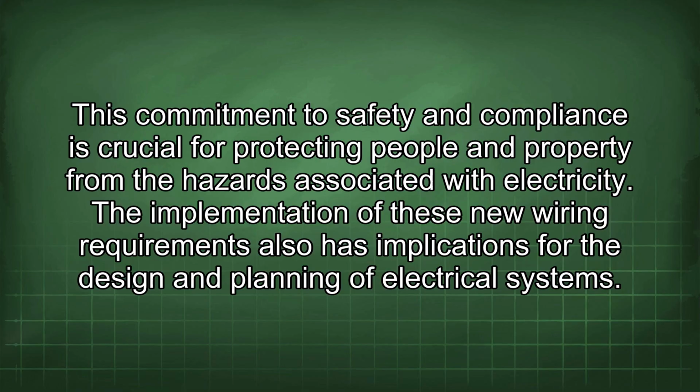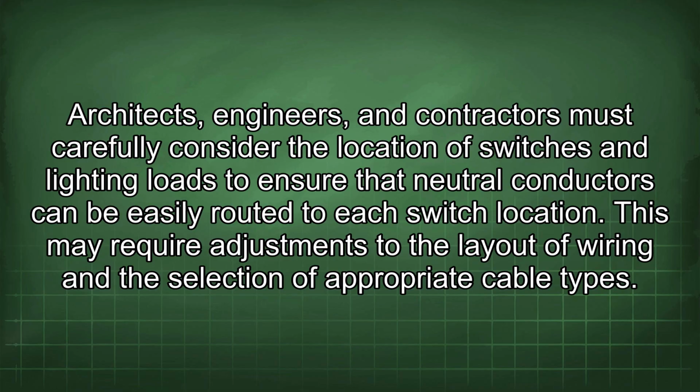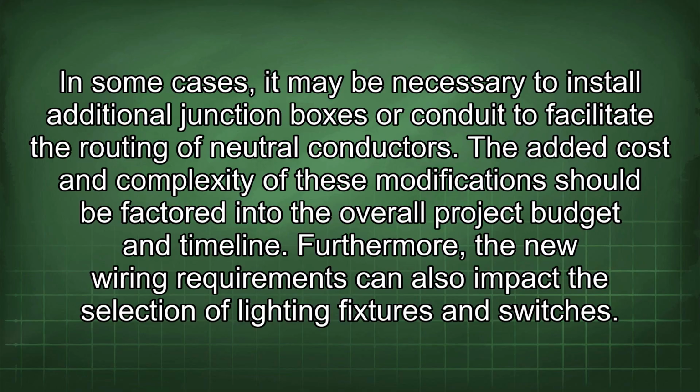The implementation of these new wiring requirements also has implications for the design and planning of electrical systems. Architects, engineers, and contractors must carefully consider the location of switches and lighting loads to ensure that neutral conductors can be easily routed to each switch location. This may require adjustments to the layout of wiring and the selection of appropriate cable types. In some cases, it may be necessary to install additional junction boxes or conduit to facilitate the routing of neutral conductors. The added cost and complexity of these modifications should be factored into the overall project budget and timeline.